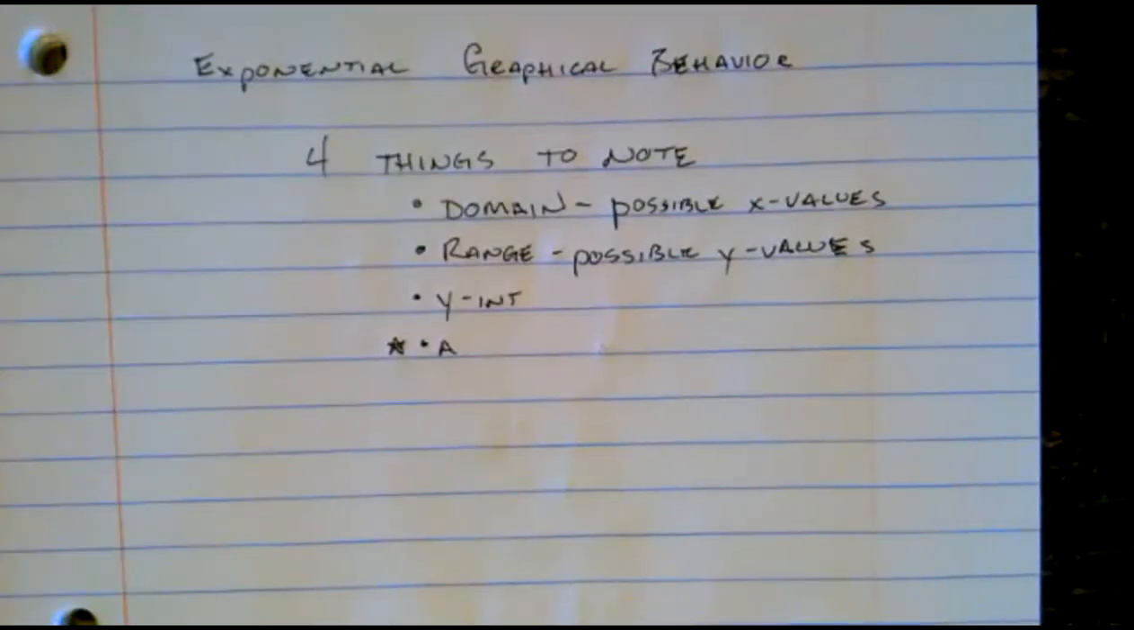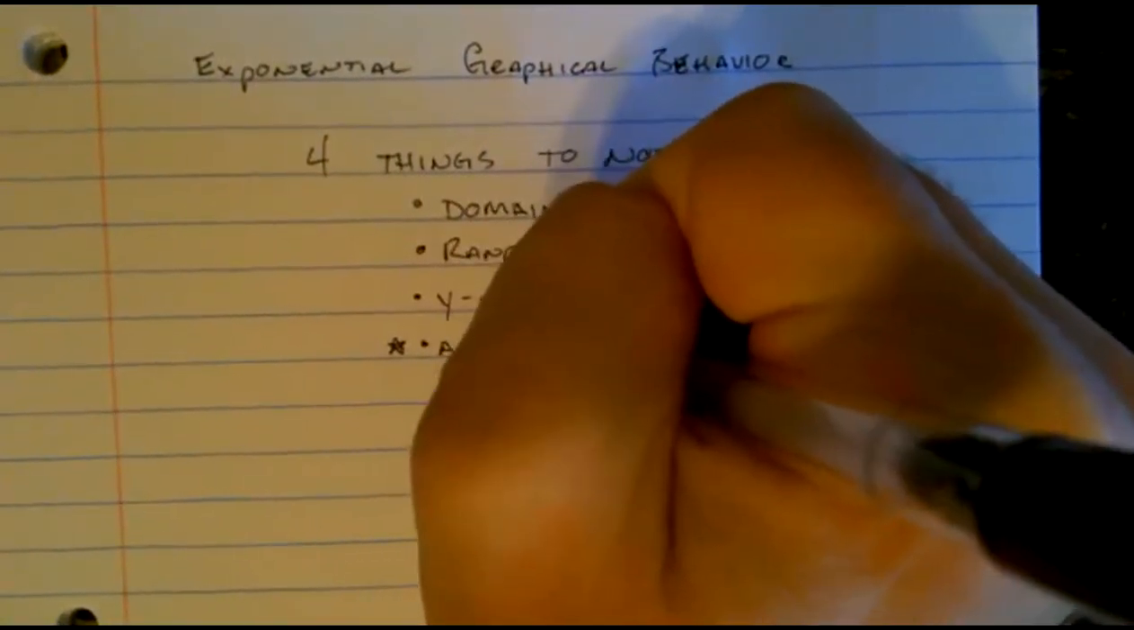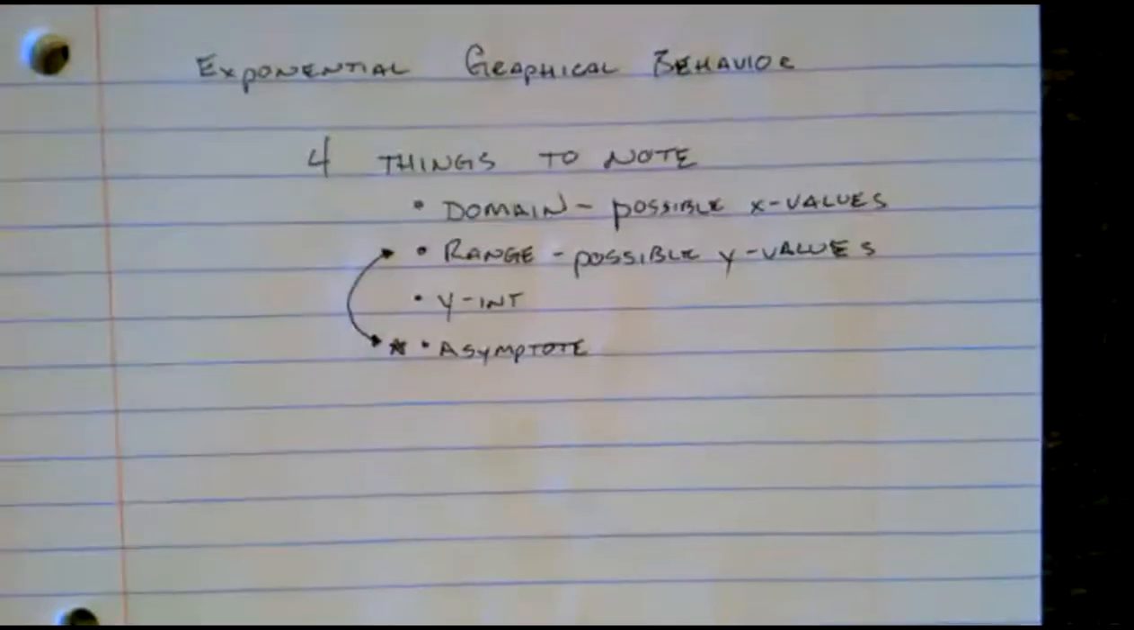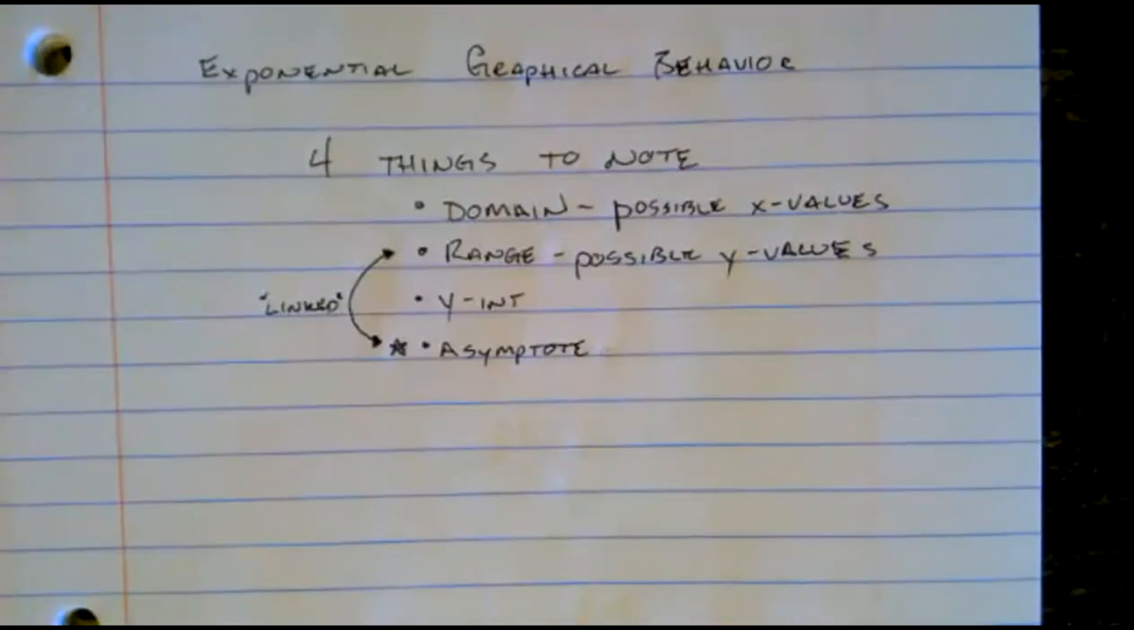The asymptote is what we're really discussing and exploring today. Now, I will give you this ahead of time. These two, the range and the asymptote, are very closely linked. They will have a very big impact on each other. So you want to make sure that they work together. When you state one, you don't want it to conflict with the other one.